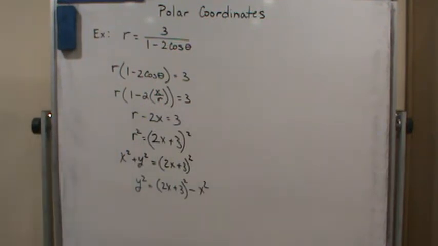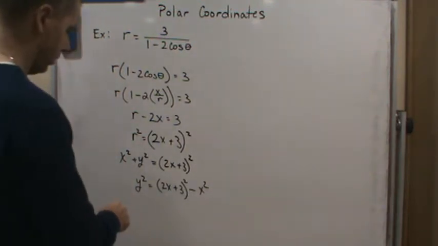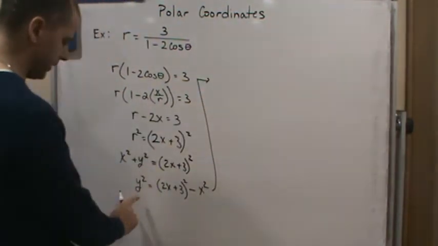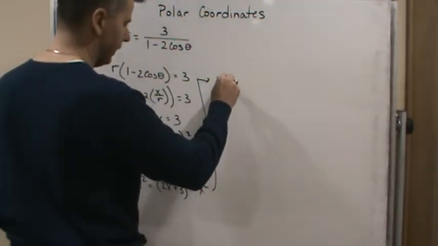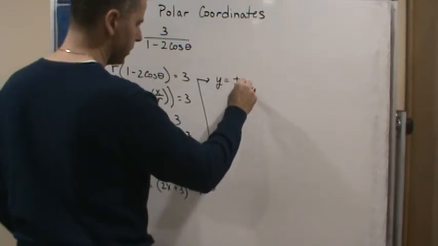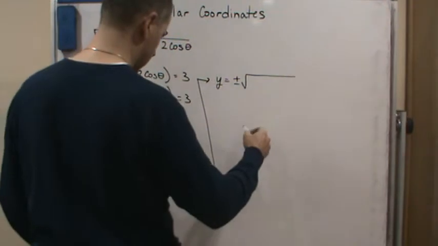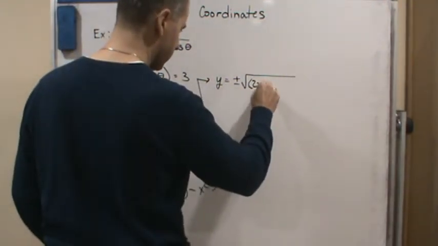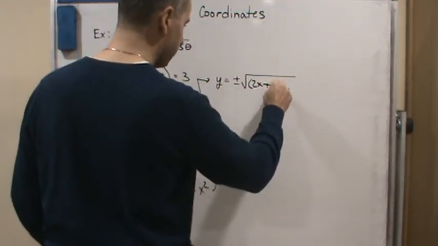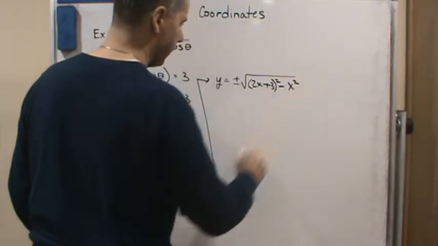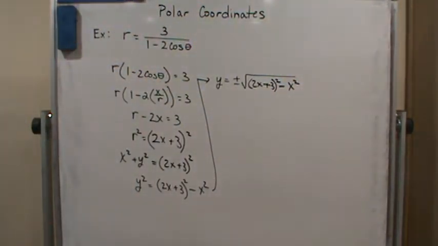Okay, now I'm pretty much done. All I have to do is take the square root of both sides, and I get y equals plus or minus the square root of (2x plus 3) squared minus x squared.